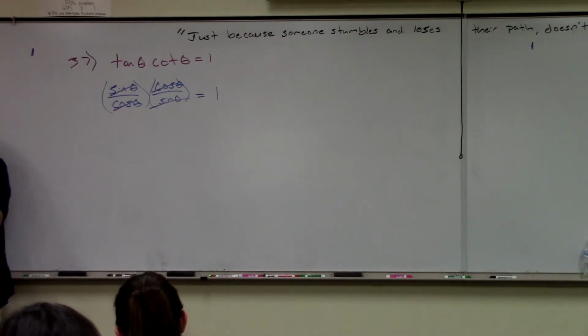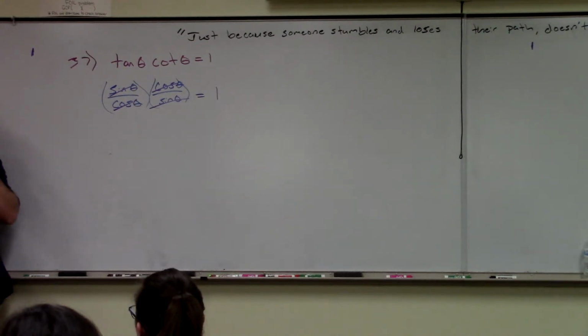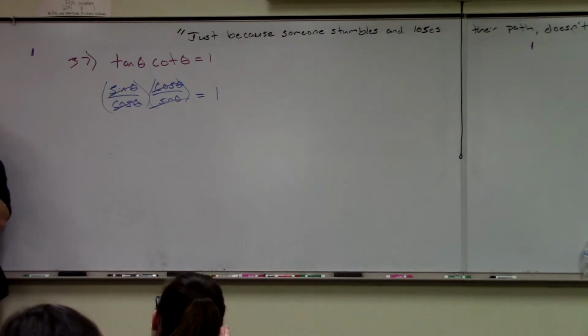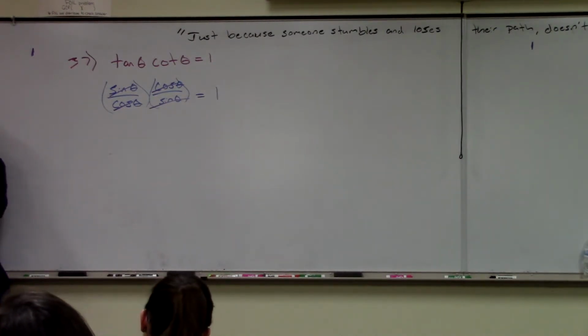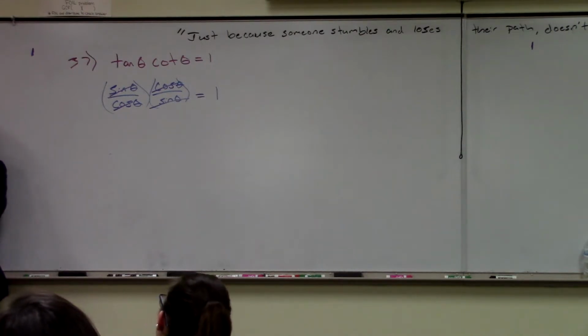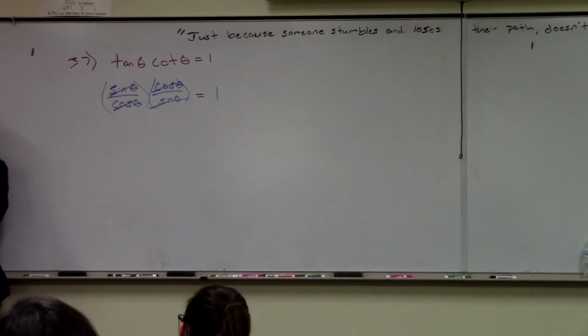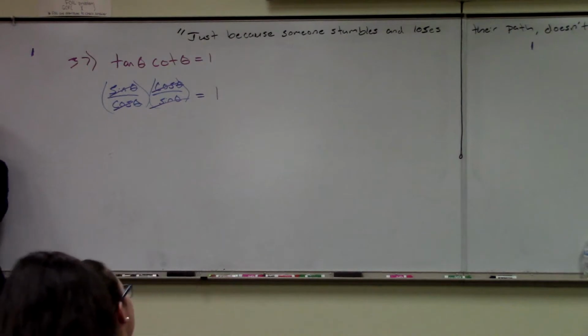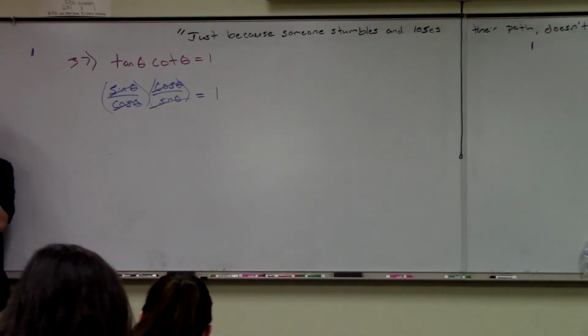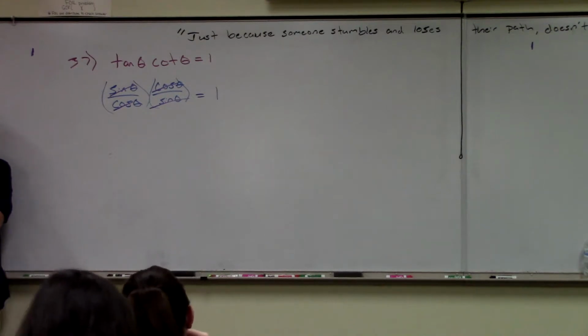Tangent is opposite over adjacent, and cotangent is adjacent over opposite. Why don't you just do it that way instead of making it difficult and having to go find that? Yeah, that would work. But it will not work every time. It's easier, but you've got to just look at it. They would cancel. Because tangent is opposite over adjacent, and cotangent is adjacent over opposite.